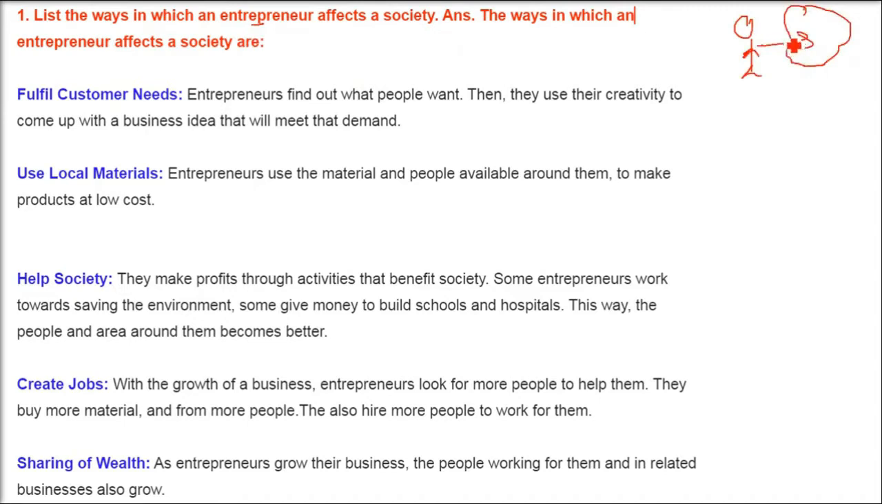How does it affect a society? We have seen in the chapter all in detail. So first of all, it fulfills customer needs. Then it will use the raw material from the local market, local material, local people, local farmers, local agriculture, local traders. It will help the society, everyone. That is, it creates jobs because the society as a whole will get emancipated. And then finally, the jobs will be created along with sharing of wealth. Okay? Sharing of wealth because everyone is benefited.